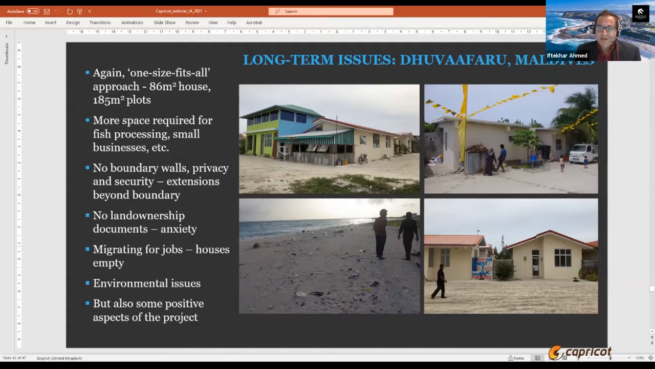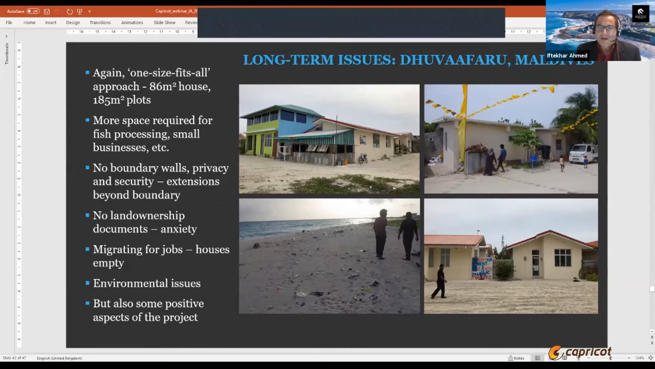In this particular case, they had fish processing as an important livelihood generating activity, and there was no space. So they had to go outside and start building those little stoves. And these are the extensions. You can see the original house. They made it two stories. They started making a little restaurant in front. So all kinds of issues start happening.